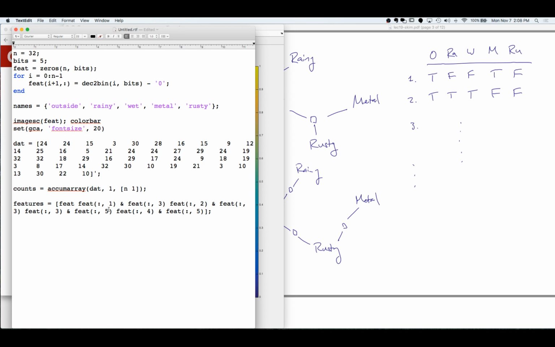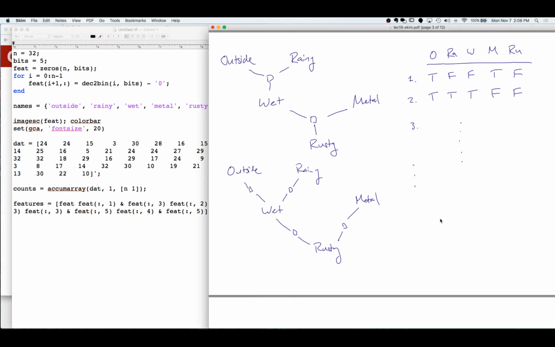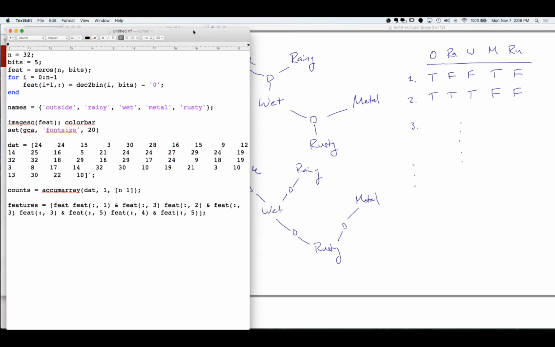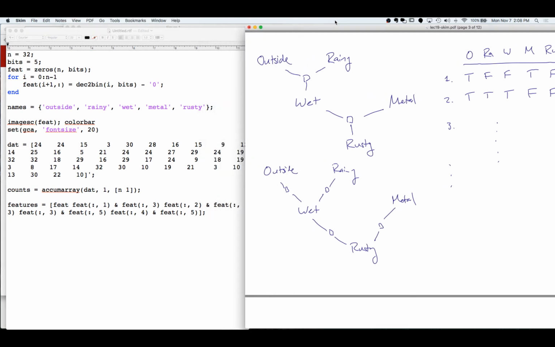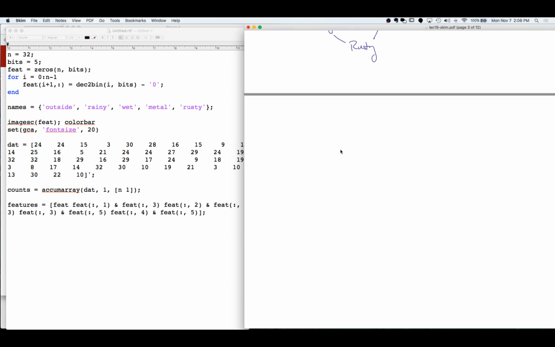And so as I promised, I keep my features, and then I have the logical AND of the first and the third feature, and then the logical AND of the second and third, third and fifth, fourth and fifth. And so what I've done now, I'm going to use these features to build a maxent model. And so I can draw the corresponding graphical model that goes with this maxent model. And so let's do that.